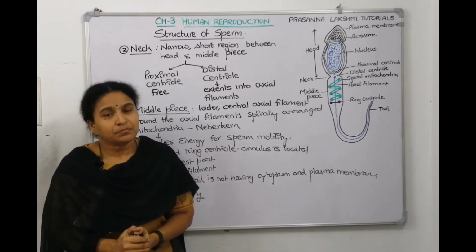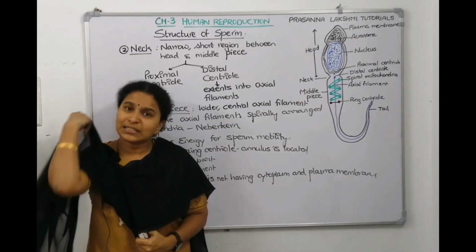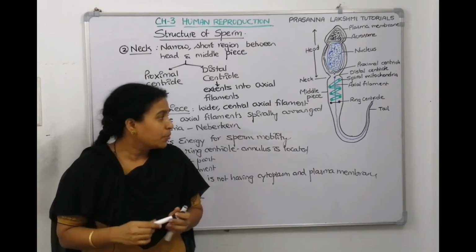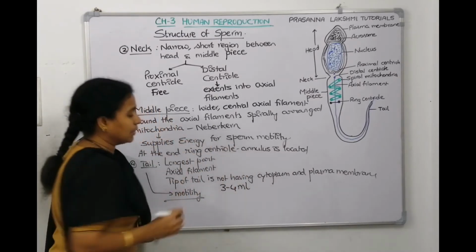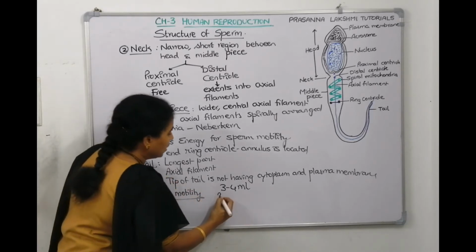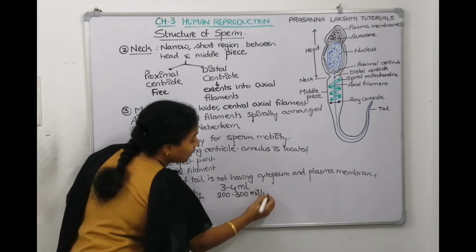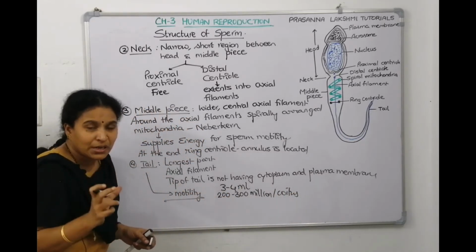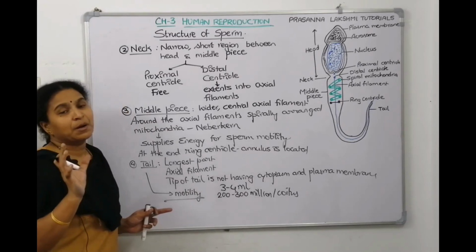That's it. Now, after coitus, the liquid which is released is called semen. How much semen is released per coitus? Around 3 to 4 ml of semen is released. Now, in this 3 to 4 ml of semen, how many sperms are there? 200 to 300 million sperms will be there per coitus.